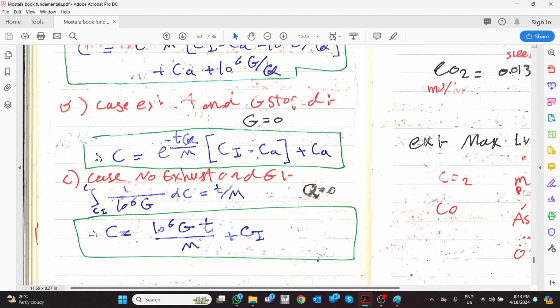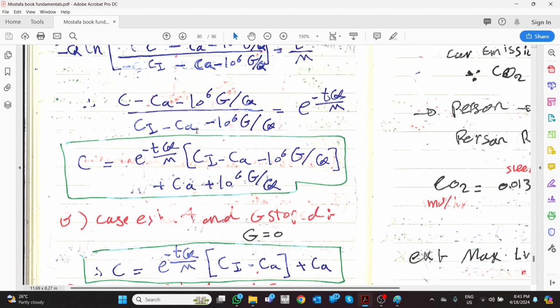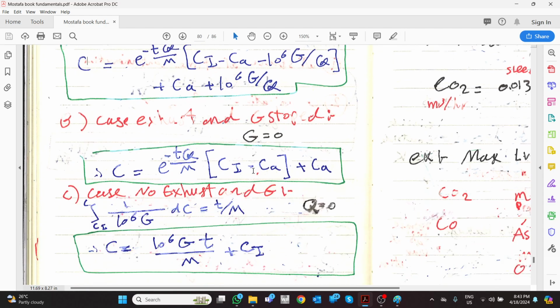But if you have exhaust and G stopped, that means there's a gas leak. When the alarm happens, they stop all the equipment and close the shut-off valve, then you start the ventilation, like an LPG gas leak or ozone gas leak in a plant room. So it is the same concept, but put G is 0. Put G is 0, and you will get this equation.